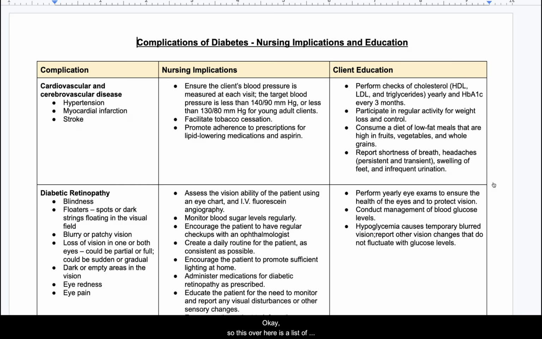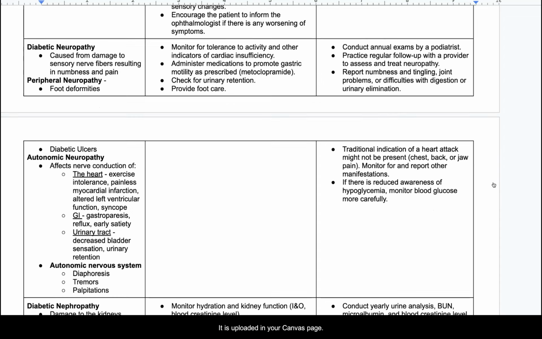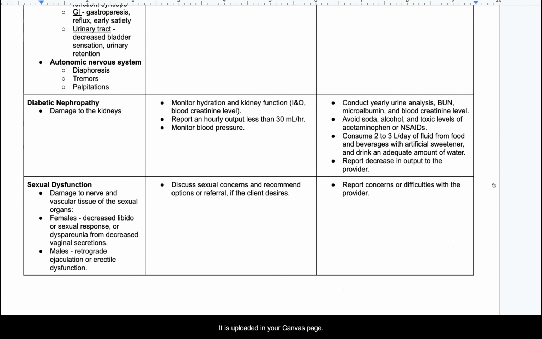Okay. So this over here is a list of complications of diabetes. It is uploaded in your Canvas page. Please take a look at it.